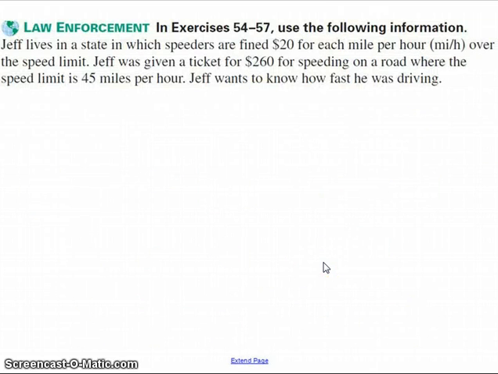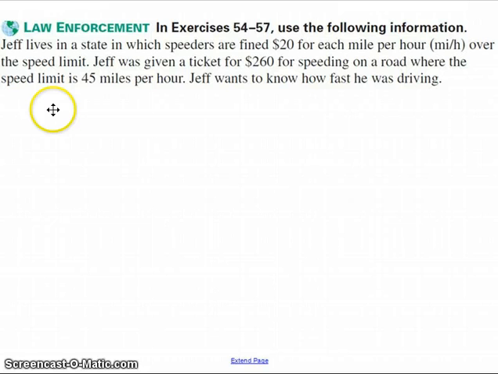Okay, one last word problem. This is the story about Jeff living in this state where speeders are fined this amount. Pause, read the problem to yourself, and then I'll explain. Okay, I'm going to assume that you did that.